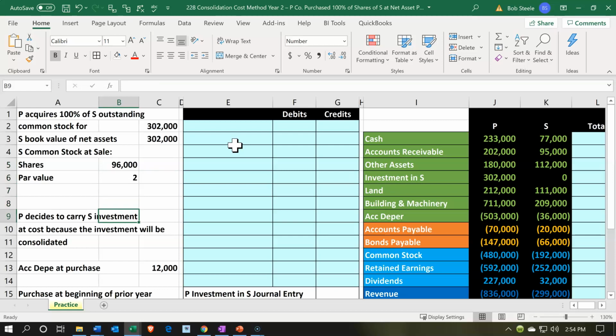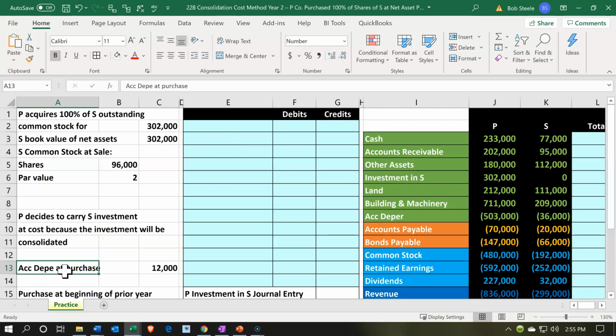P decides to carry the S investment at cost because the investment will be consolidated. So P is saying, hey, look, normally on P's books you would carry this at the equity method because you have a controlling interest. But at this point, they're saying, I'm just going to put it on the books at cost because I'm going to do a consolidation worksheet anyway and represent it as consolidated as well. So that's the choice that they make here.